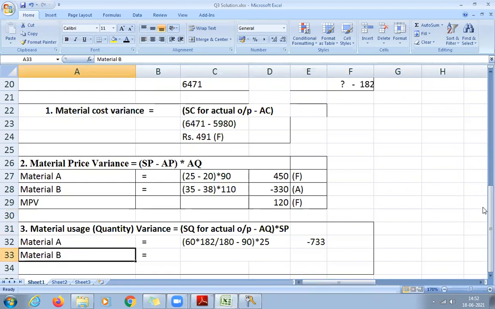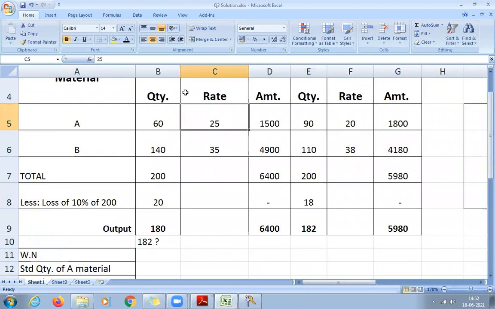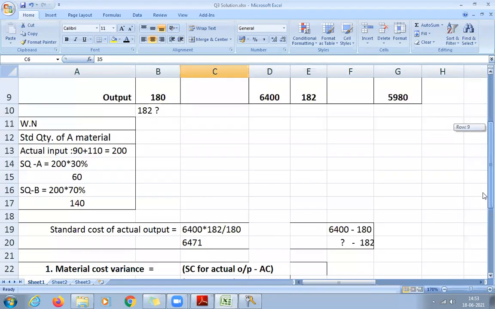How much is B? Standard quantity we have to calculate. So B is 140. So 140 into 182 divided by 180. And standard actual quantity is 110, and standard price is 35. Let us substitute now.